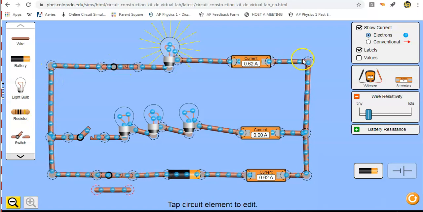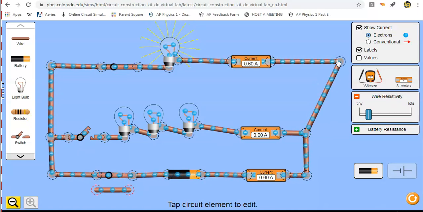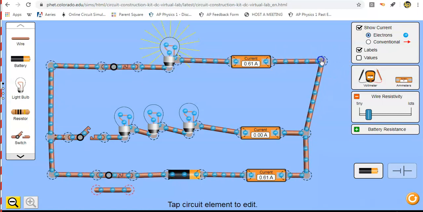But watch what happens if I make one of these wires longer. As I make it longer, it has more resistance and the current goes down. So the resistance of a wire, a piece of metal, is based on its length. As it gets longer, there's more resistance. It's kind of like adding two wires together; their resistances would add together.